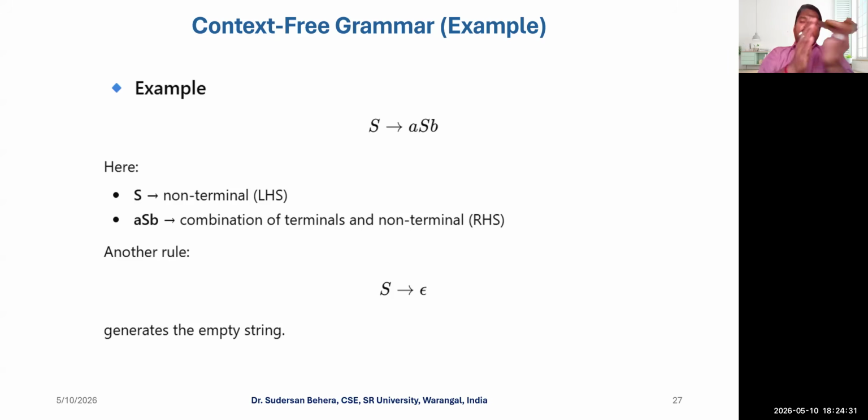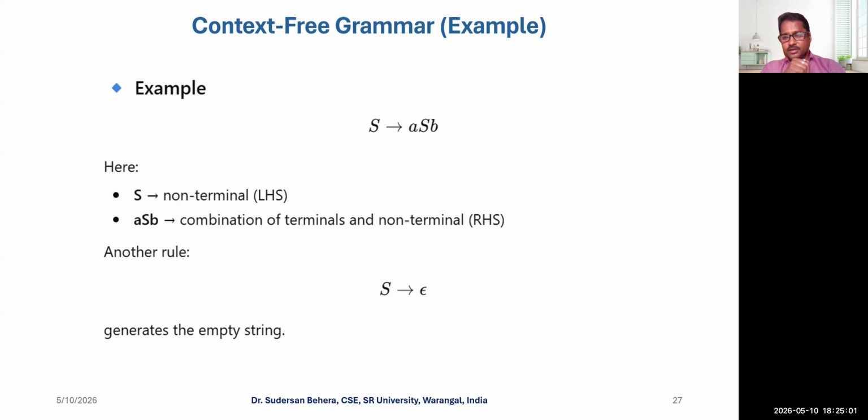If you divide this production, you'll have two parts: one is the left hand side, another is the right hand side. What is in the left hand side? The left hand side contains exactly one non-terminal. And what is in the right hand side? The right hand side contains small a followed by capital S followed by B. Another rule is also given, S derives epsilon.